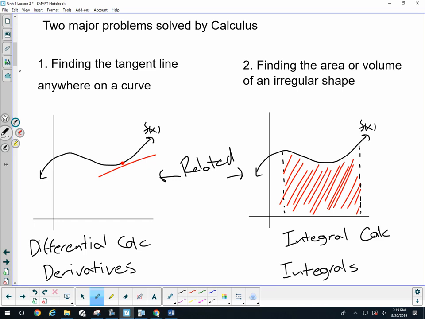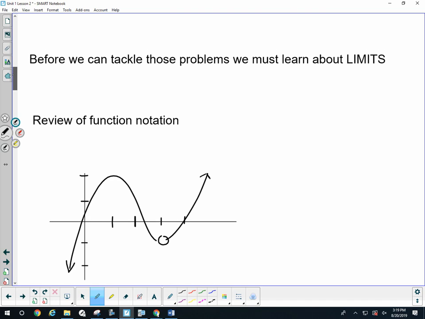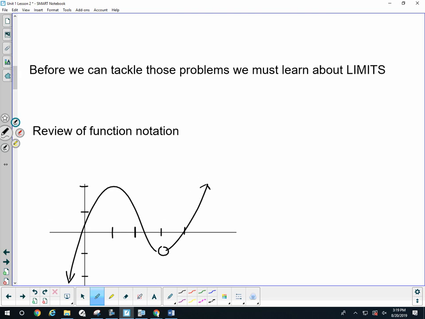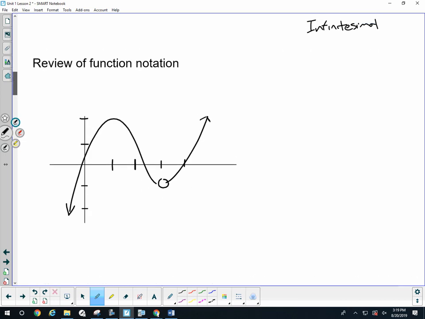Okay? All right, before we get there, we're going to talk about the building blocks of calculus, which are limits. And we are going to start to understand this thing called an infinitesimal, which is kind of what limits use. All right, and before we do that, we're going to review function notation.